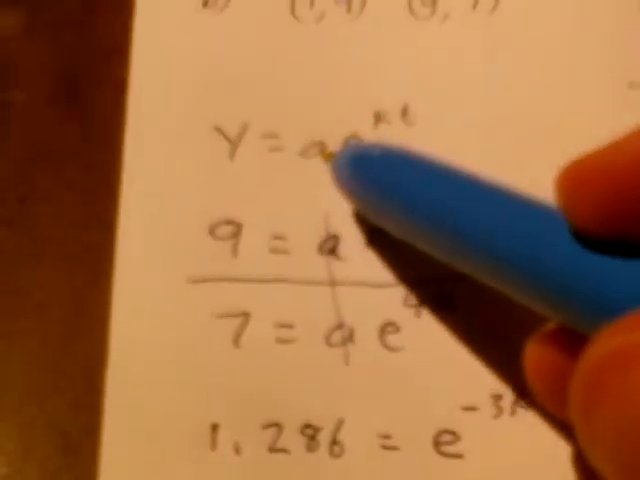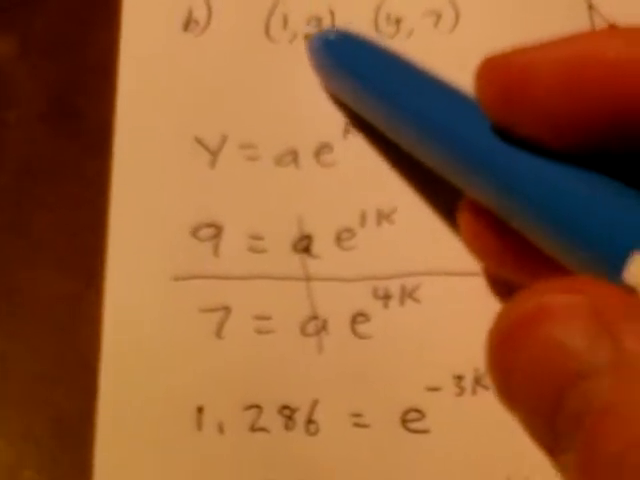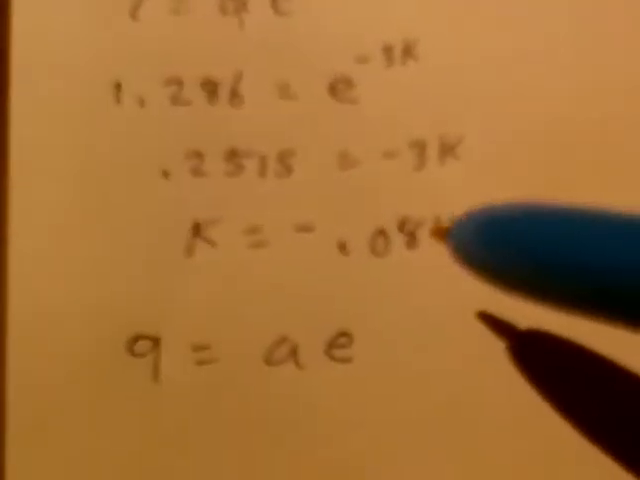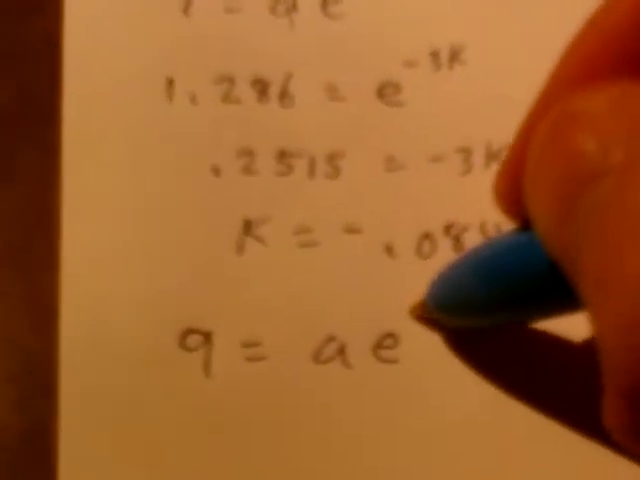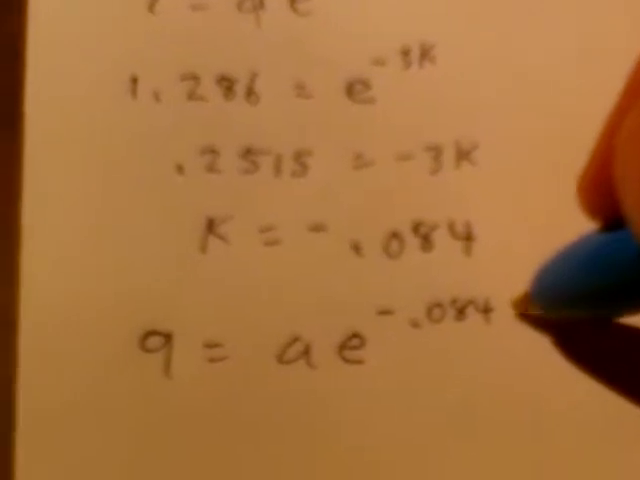So now all that's left to find is the a, the initial amount. Now that we have k, we're going to plug that into our formula right here and use one of our points. Let's use 1,9 because that's pretty easy. So we're going to have 9 equals a e to the negative 0.084 times t, which is 1.